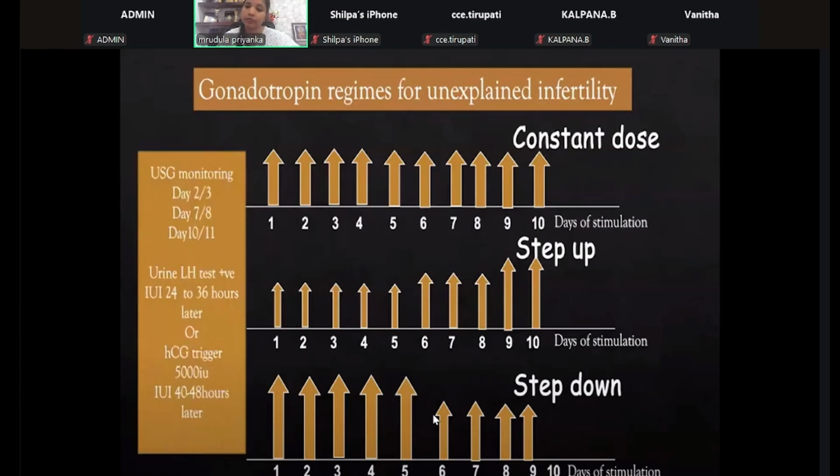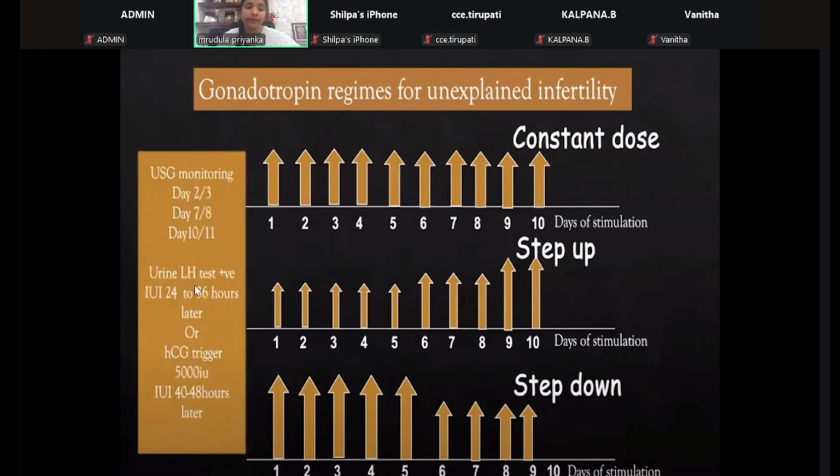So the risk of multiple pregnancies or OHSS will be less in this protocol, whereas in step up, more cancellations are seen because once we don't see any follicle developing and we increase the dose, sometimes many follicles develop at the same time. So then we have to cancel the cycle. In all these protocols, we do USG monitoring, we repeat the scan, and whenever there is a dominant follicle, we trigger.